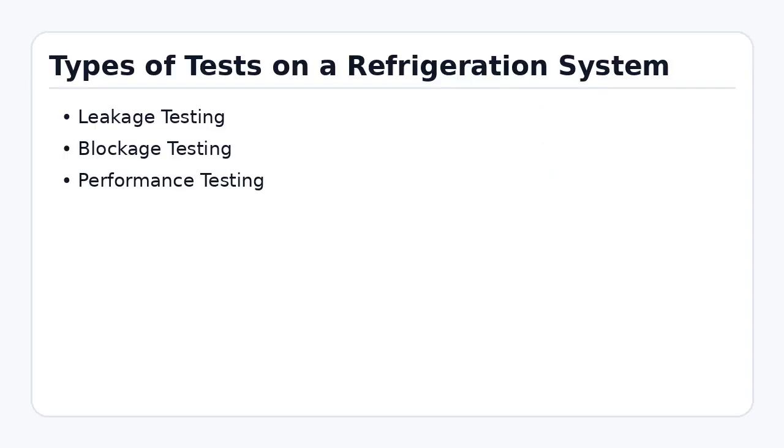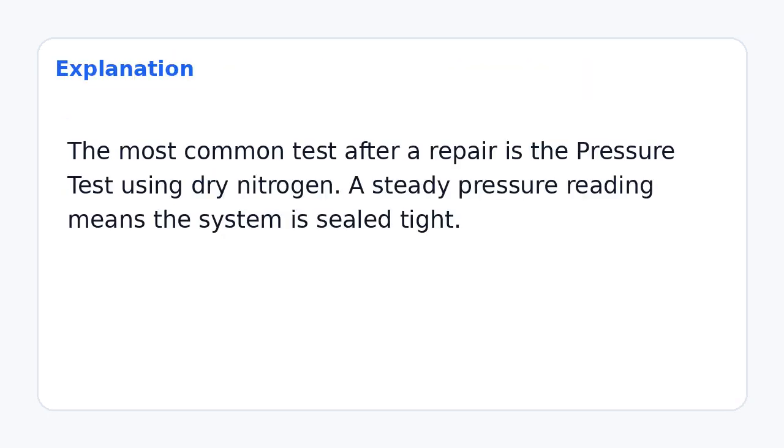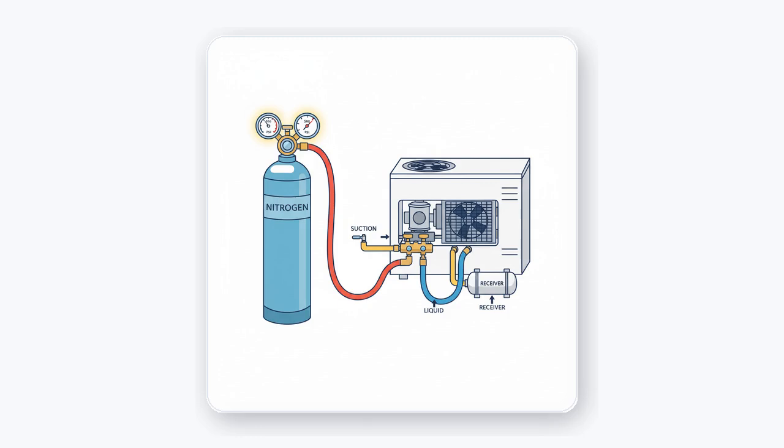There are three main categories of tests we perform on a refrigeration system: leakage testing, blockage testing, and performance testing. Let's look at each one. The most common test after a repair is the pressure test using dry nitrogen. A steady pressure reading means the system is sealed tight. Nitrogen is used because it is an inert, safe and readily available gas that won't harm the system.